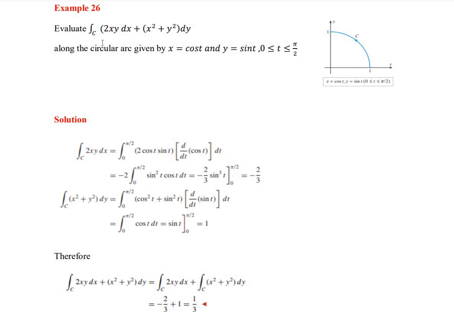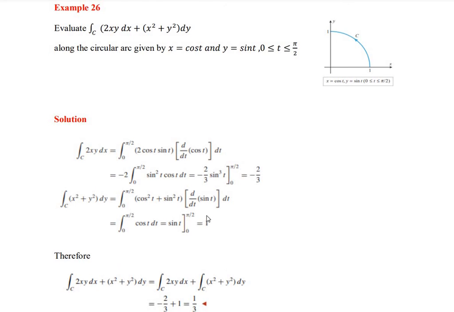So therefore what about the second integral? That is the integral over C of (x square plus y square) dy. From 0 to pi by 2, there is x square, cos square t plus sin square t, into dy by dt, where y is sin t, so you will get cos t. So this becomes 1, you will get 1.